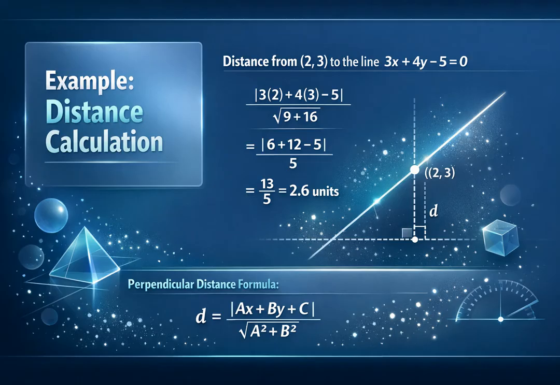Calculate the distance from point (2, 3) to the line 3x plus 4y minus 5 equals 0. Using the formula, distance equals the absolute value of 3 times 2 plus 4 times 3 minus 5 divided by the square root of 9 plus 16. That's 6 plus 12 minus 5 over 5, which equals 13 over 5 or 2.6 units. This is the perpendicular distance.